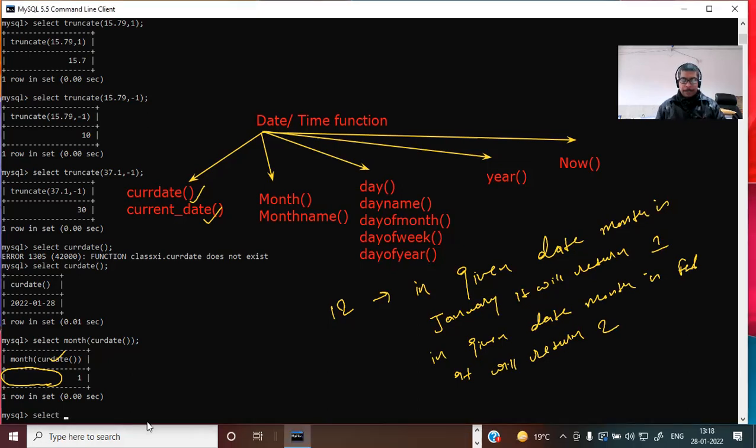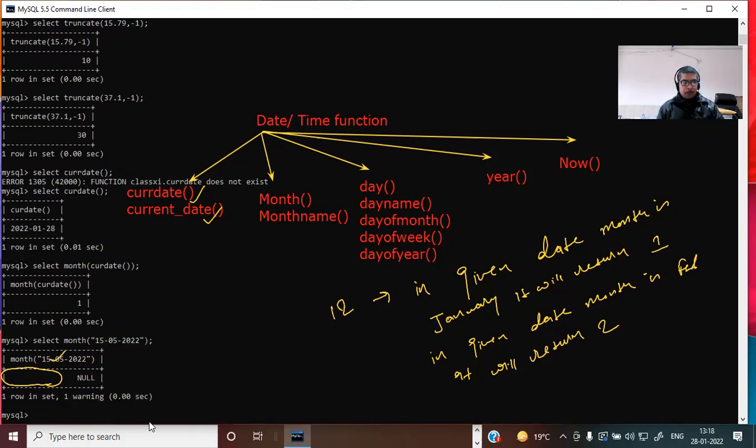Let's see another example. Select month. Suppose I write 15/5/2022. I think the date is not in the appropriate format. We will have to give it in the appropriate format.